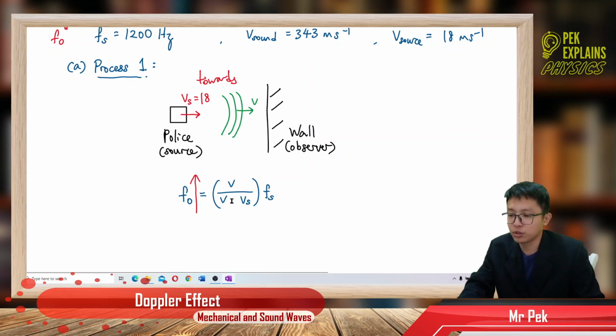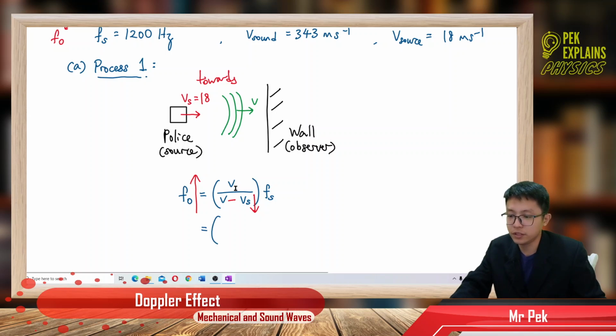So should we put plus or minus? We want the frequency to increase, so the bottom must become smaller, because dividing by a smaller value gives a bigger frequency. To make it smaller, you minus. That's how we determine positive or negative. Okay, let's continue.